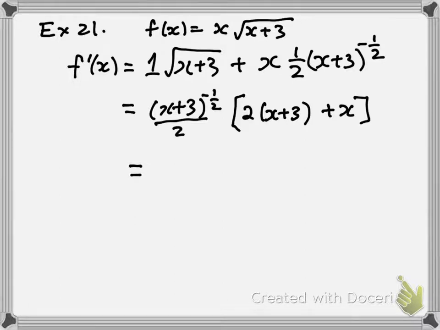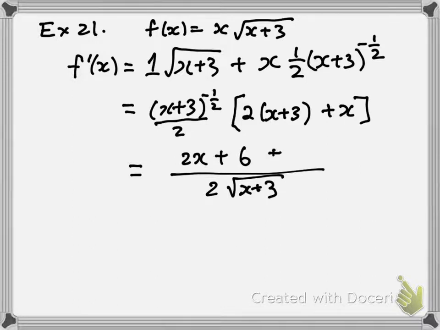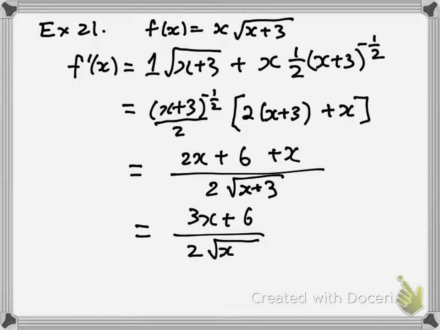So that one can go down and become 2 square root of x plus 3 on the denominator. The numerator can be simplified to be 2x plus 6 plus x. And if you simplify that further, it's 3x plus 6 over 2 square root of x plus 3.